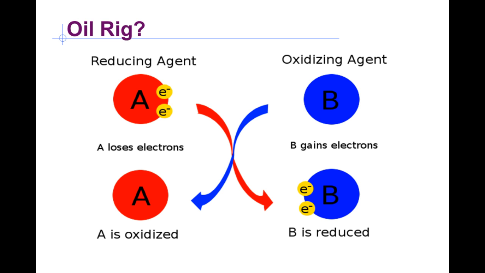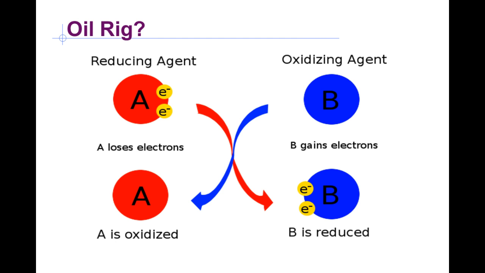Okay, so get this diagram down in your notes and let's write some statements that explain it. First, whenever a substance loses electrons, it's said to have been oxidized. So because A, in this case, loses some electrons, A is being oxidized.